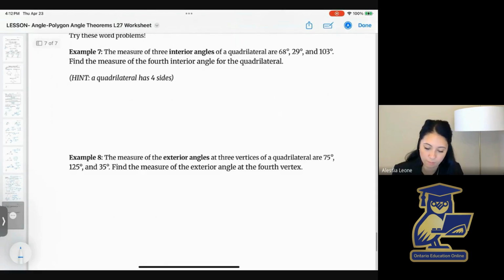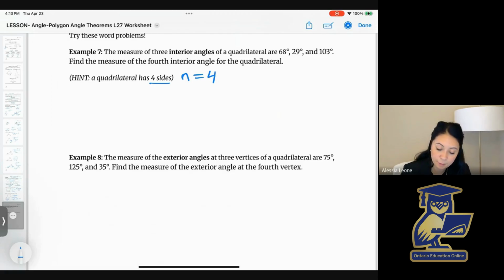And now there's some word problems. The measure of 3 interior angles of a quadrilateral are 68, 29, and 103. Find the measure of the 4th interior angle for the quadrilateral? The quadrilateral has 4 sides, so we know that tells us our n. It wants the 4th interior angle. We have 3 of them. So now we know we can find the sum of all of them minus the ones we already have to find that 4th one.